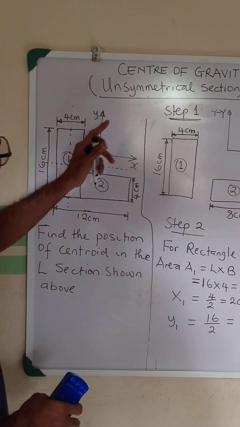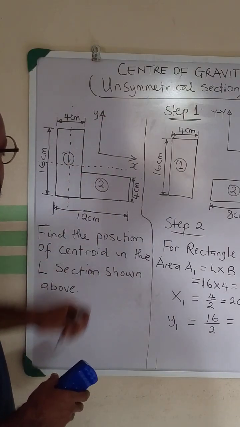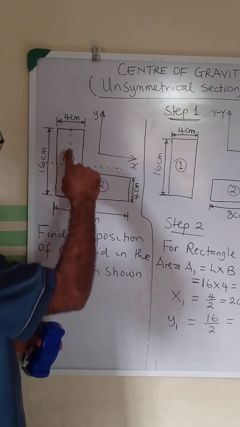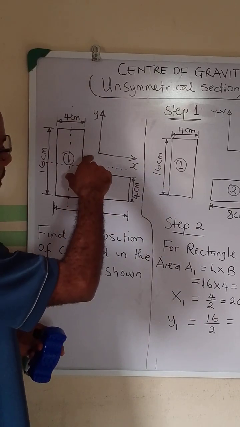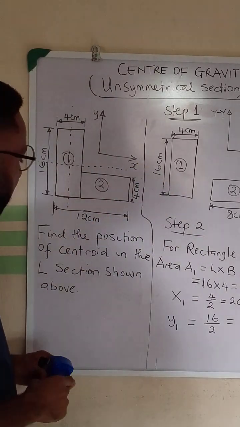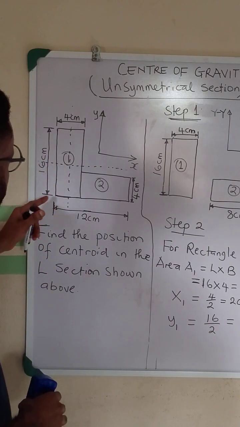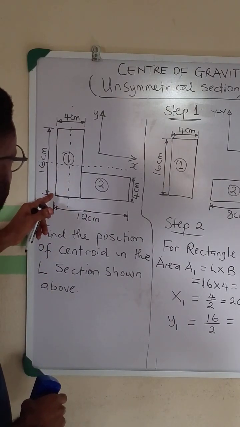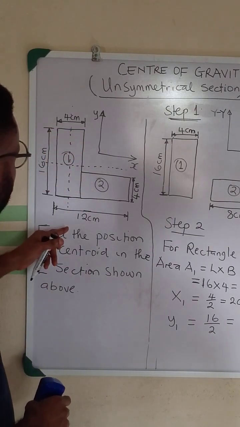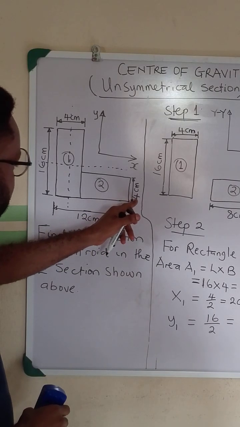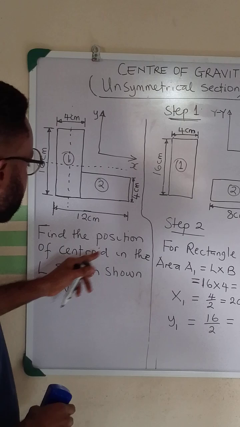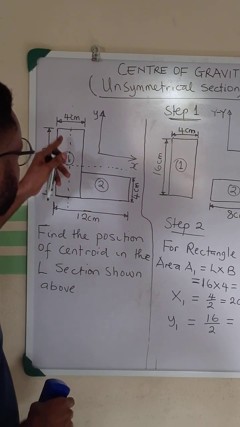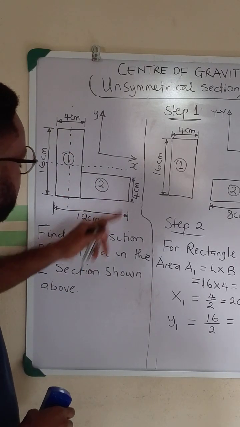So because the shape is unsymmetrical in nature, we are going to find both the centroid in the y-axis and the centroid in the x-axis. And so we've been given this. The length here is 16 cm. We have the breadth here to be 4 cm, and we have another 4 cm here, and we are told that from here to here is 12 cm. So this is an L section.